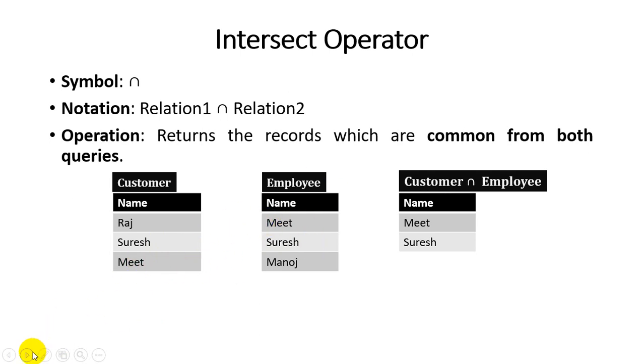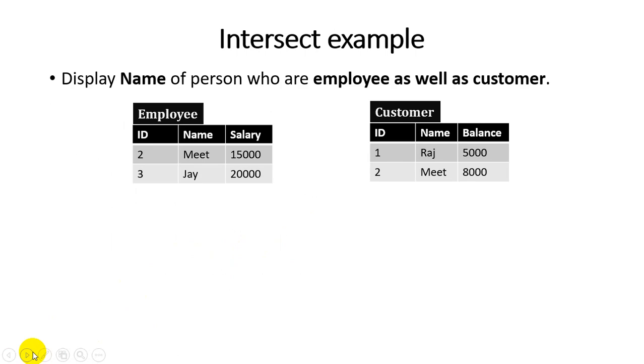Now let's see with the example. Display the names of people who are employees as well as customers. Previously, in the earlier example, we just wanted either an employee or a customer, and at that time we used a union operator. But whenever end users require common attributes among multiple relations, at that time we use intersect.